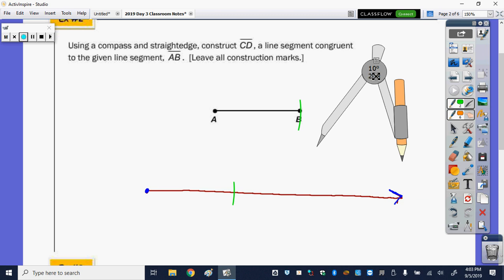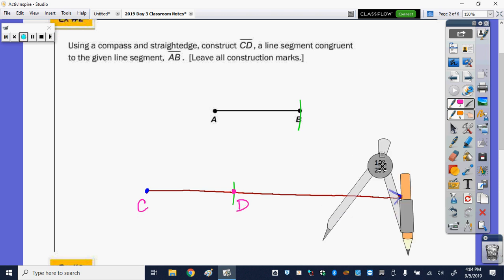Now the only thing we have left to do is to put an endpoint here at this arc and label the segment. It doesn't matter where C goes, or I'm sorry, not AB, but we're constructing line segment CD congruent to AB. So they have to have the same length. Down to number three, I'm going to slide the compass down.